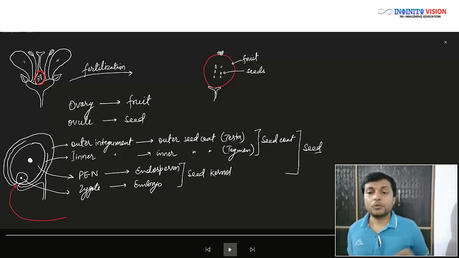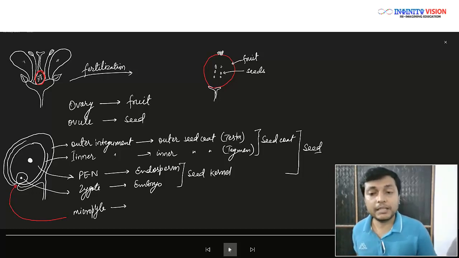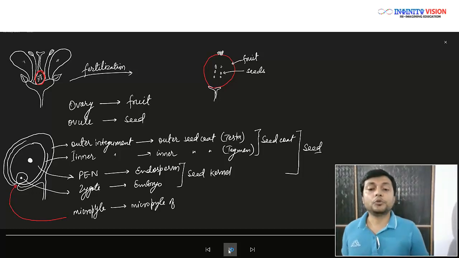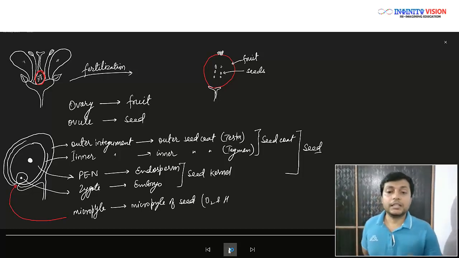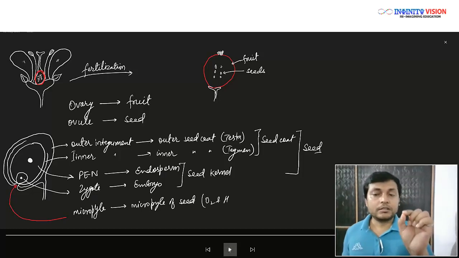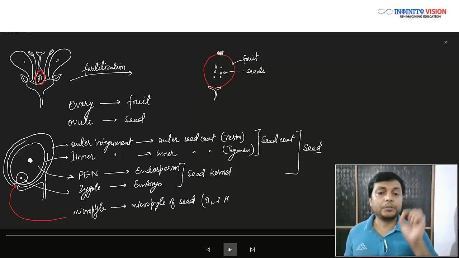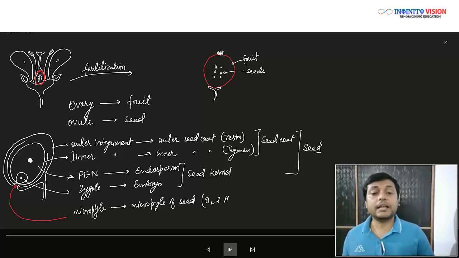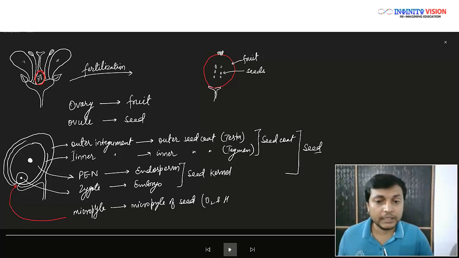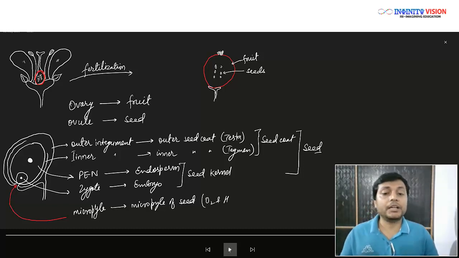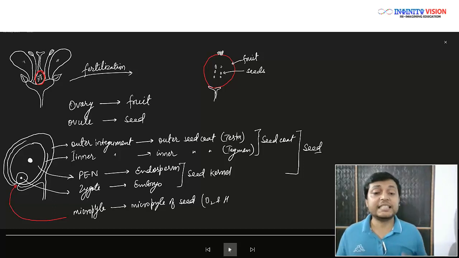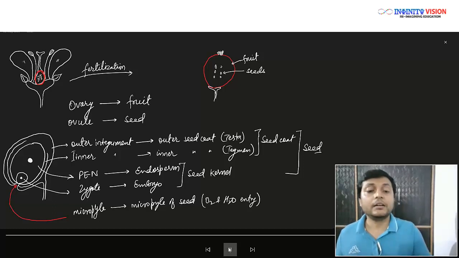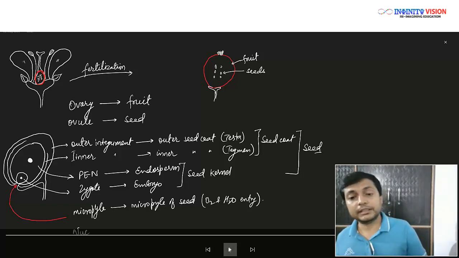Not only this, what you see here, the micropyle of the ovule remains intact and becomes the micropyle of seed. So in every seed, what you see is the presence of a microscopic pore. Actually, this pore is micropyle. Okay, and this micropyle in seed has a role, and this role is that it provides a passage for intake of oxygen and water. Correct?